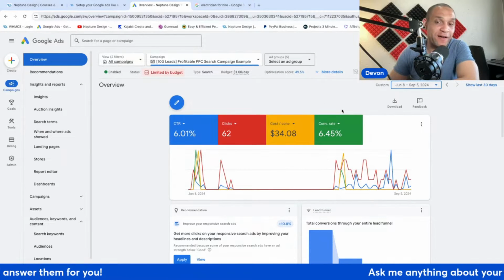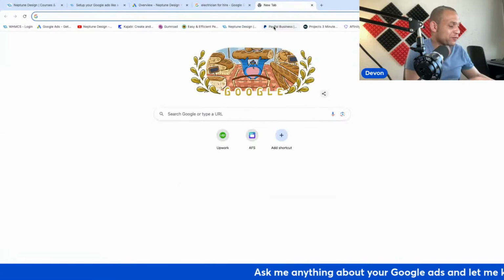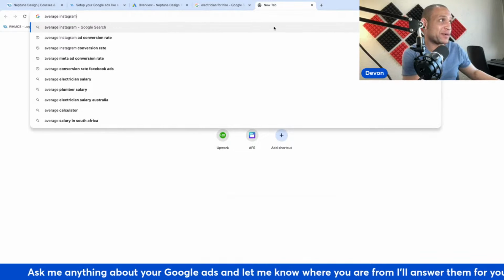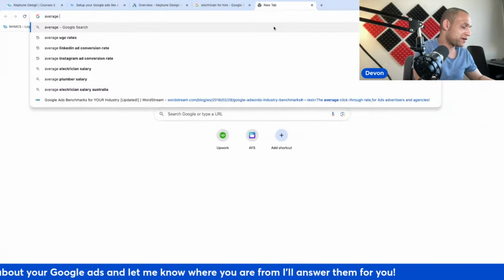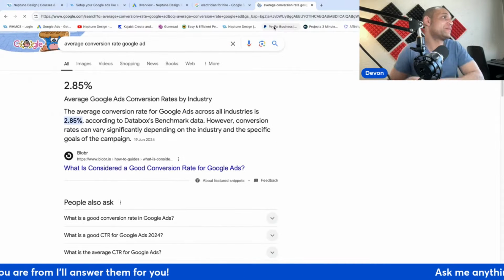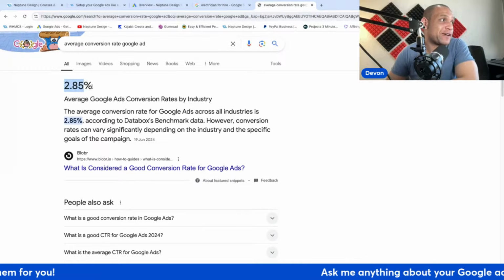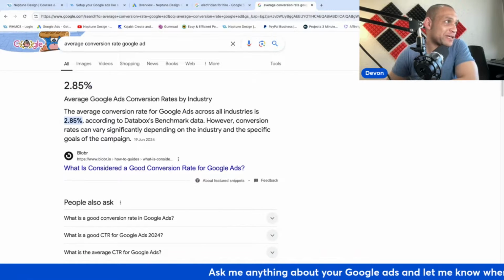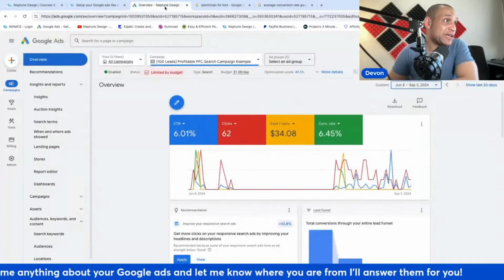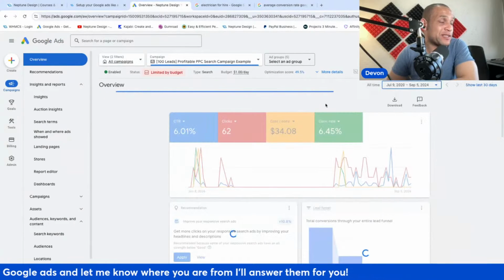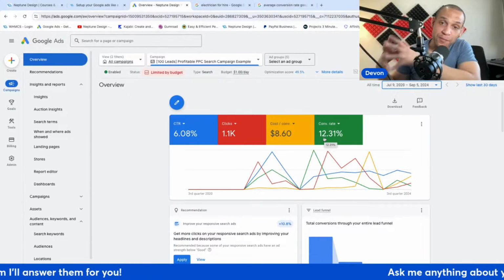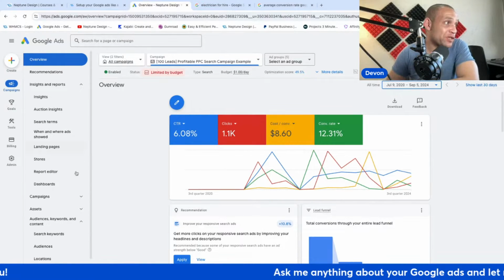and you can see the conversion rate here is 6.45%. To give you an idea, the average conversion rate of a Google ad, I've been doing some research, is 2.85%. I think it's between 3 and 4%, but 2.85%, right? And this is across a whole lot of campaigns. And as you can see, for me, if I go all time on this campaign over here, 12.31%.